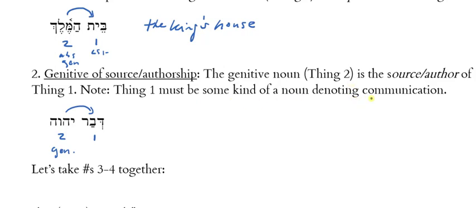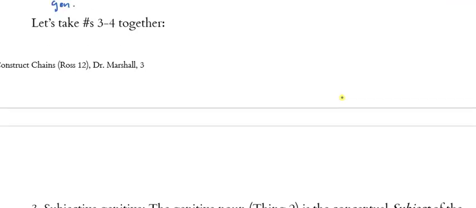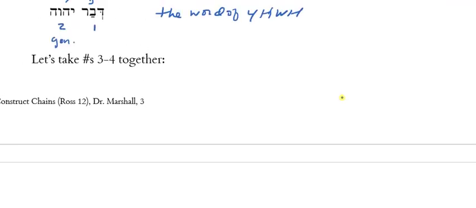Well, word is a word denoting communication. And if thing 2 is the author or source of that communication, of that word, then this is a genitive of source or authorship. This expression is used quite frequently in the Hebrew Bible. The word of Yahweh is the word which Yahweh spoke, or the word which Yahweh produced. He is the author or source of that word. I could have words or expressions like the oracle of someone, right? And that someone is the author of the oracle.